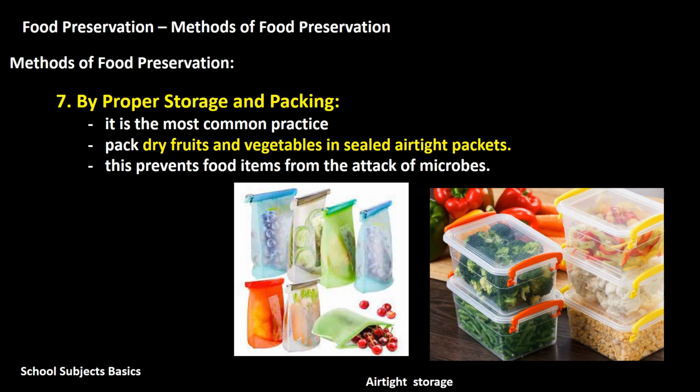And the last one is proper storage and packing. This is the most common practice in every home. We can pack dry fruits and vegetables in a sealed airtight package. This prevents the food items from the attack of microbes. This is a very simple method.